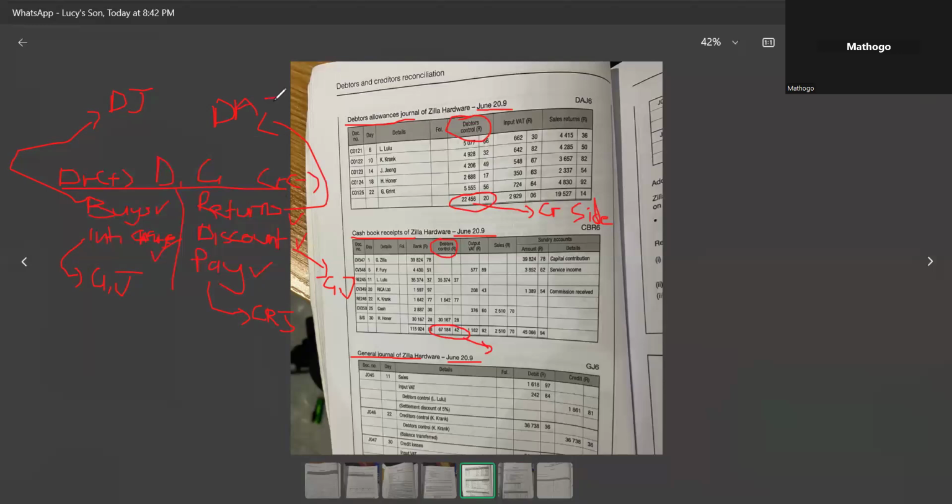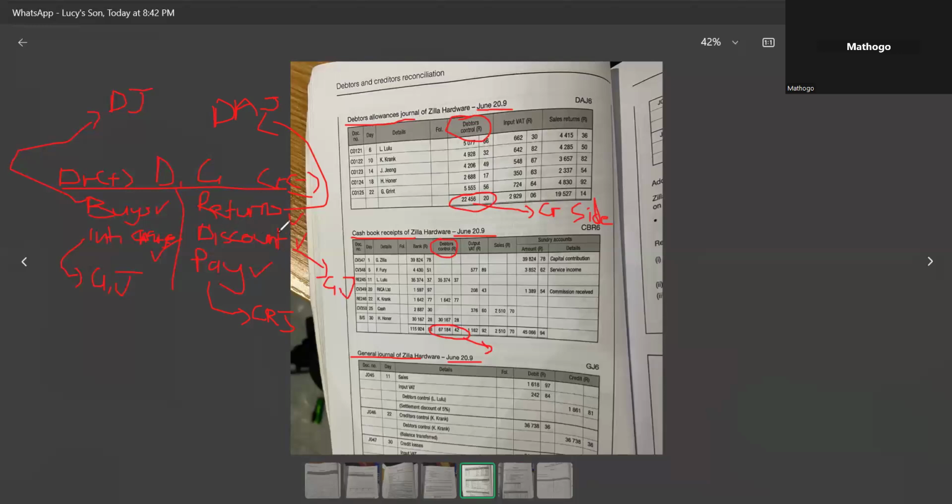Yes, sir. So if you know this, young man, it makes you understand the debtors control account easily. Why? Because I've shown you what causes the debtors control to increase. It's when the customer buys on credit. And where do we get the info? In the debtors journal. When we charge them interest on their overdue account, where do we get the information? General journal. Then what decreases the debtors control account? It's obviously on the credit side. So it will be when the customer returns some goods because they were not happy with them, and we get that information from the debtors allowance journal.